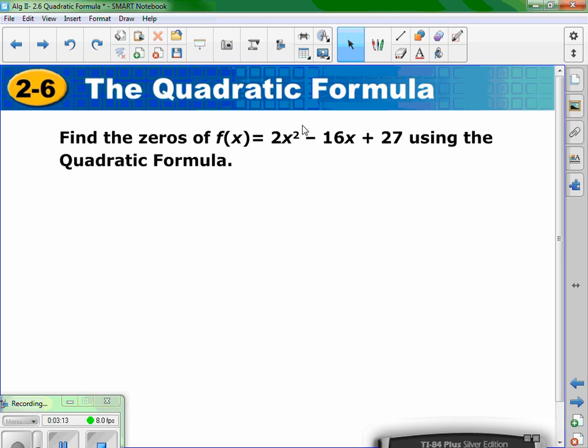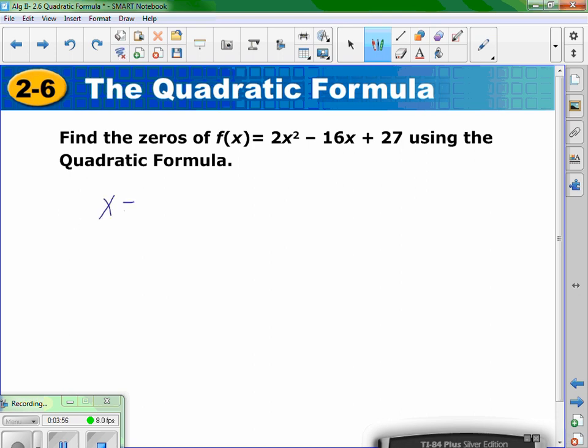So let's do an example. We're going to find the zeros of f of x equals 2x squared minus 16x plus 27. Now, we could try factoring. But if I try factoring, I got to look at what gets me a 2x squared, and then what gets me a 27. See if it's possible to get a 16 in the middle. There's a lot of thinking involved. I could complete the square, which means I got to divide everything by 2, then take the b. Might take a little bit longer. Quadratic formula will always work.